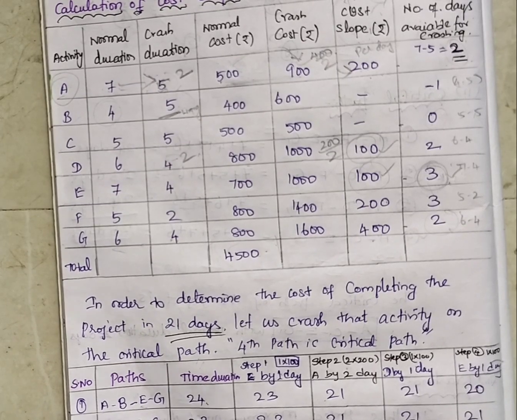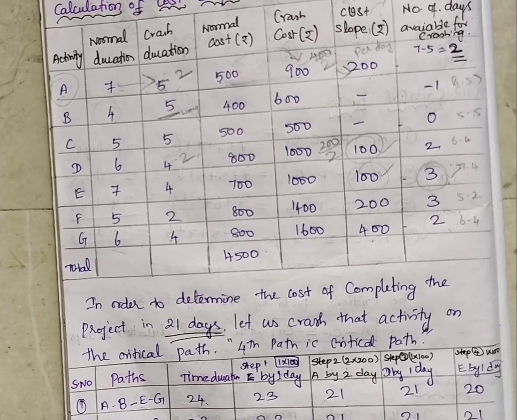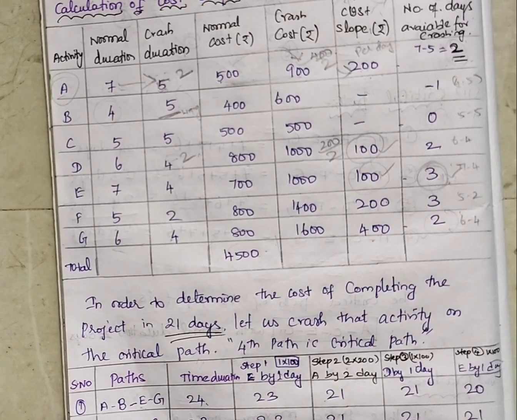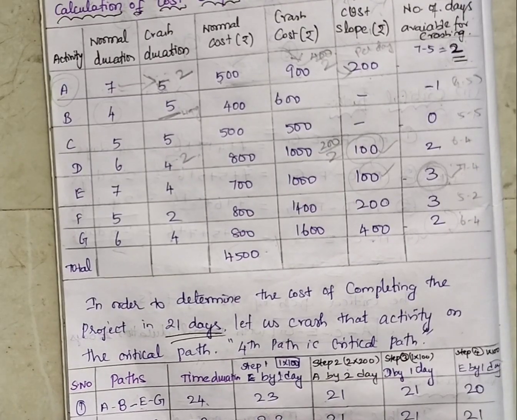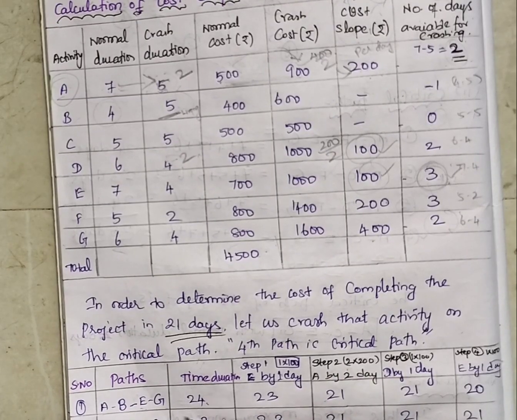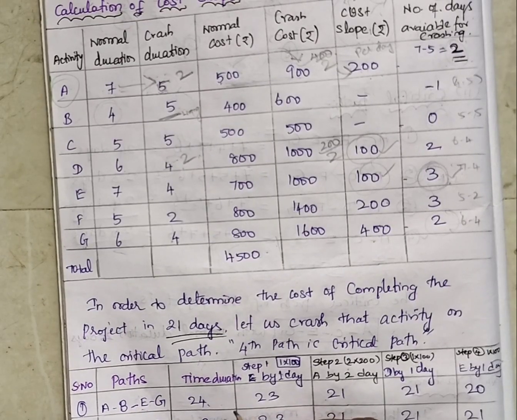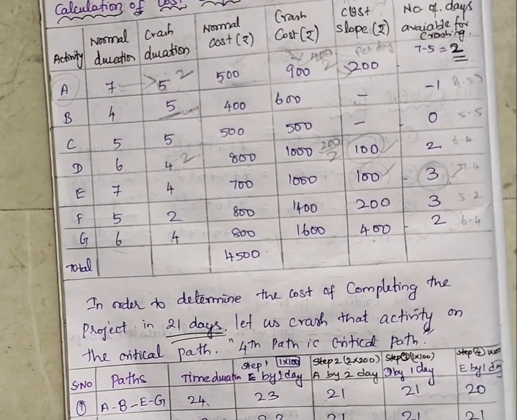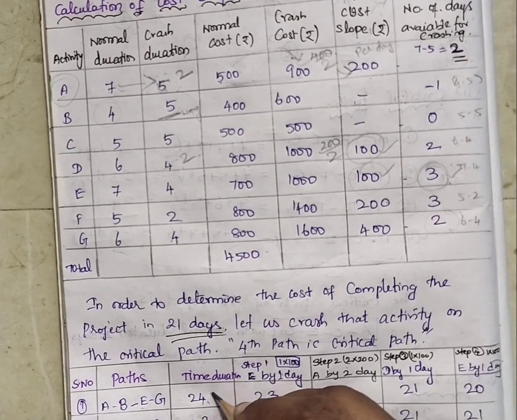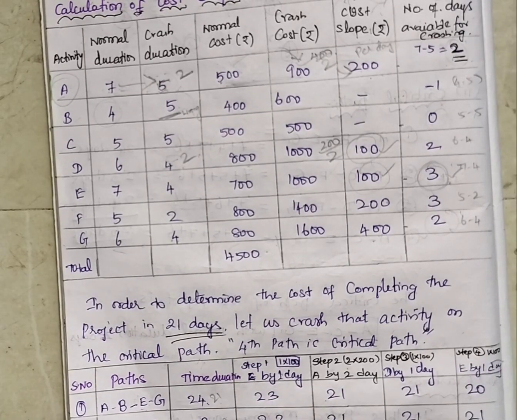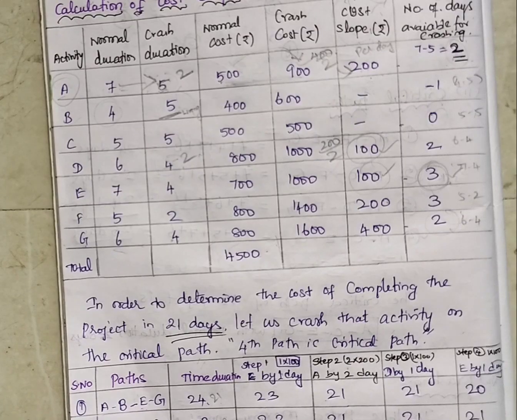Here it will become 22. Here E is not present, so it will be 24 only. Here E is not present, 23. And here E is present. So if we reduce 3 days, it will change into 21 days. But here it goes from 25 days to 22 days, and this is the critical path.